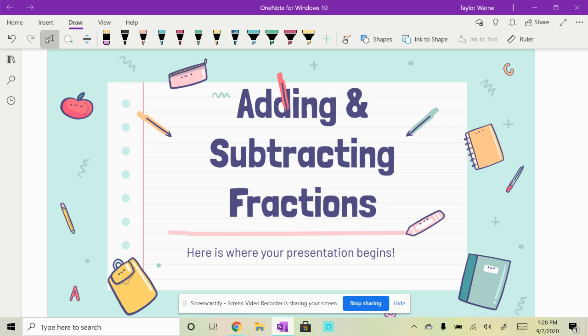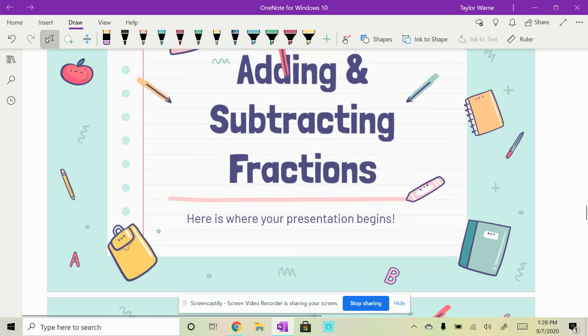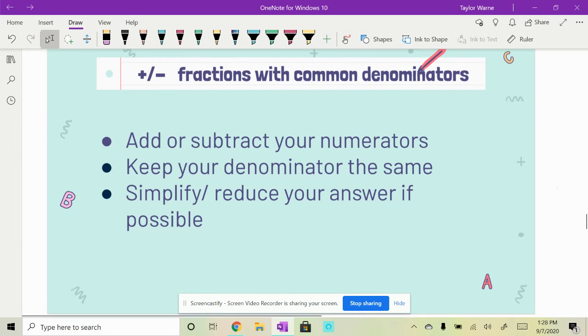Hi everyone, today we are going to focus on adding and subtracting fractions. So first let's look at an example of adding and subtracting fractions that have common denominators.